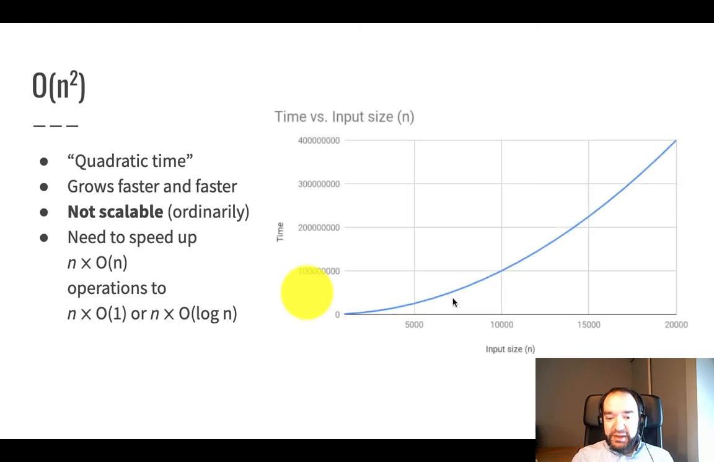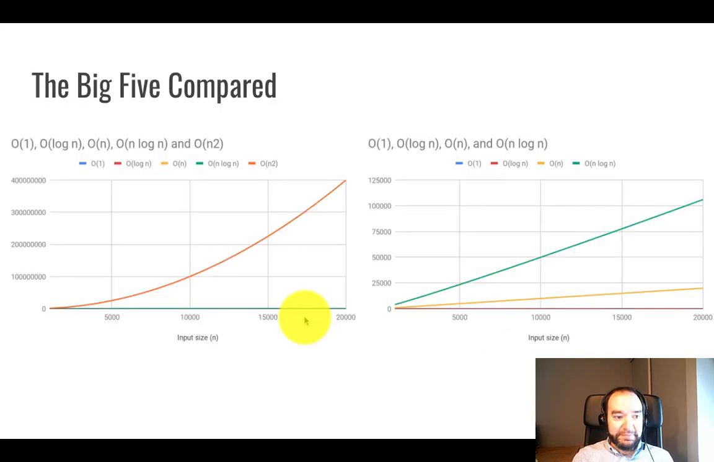Here's what this looks like. It's a parabola, and it does grow faster and faster. As n gets big, you might notice that the time units here are quite a bit larger than they were in the other examples. They're on the order of millions.